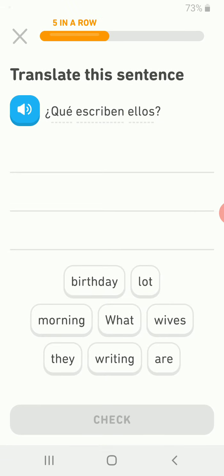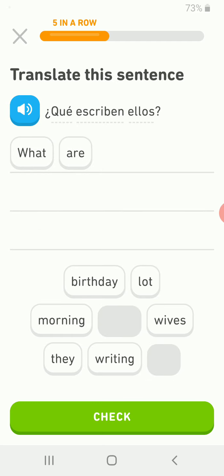¿Qué escriben ellos? What are you writing? What are you escriben? Ellos is they, masculine. So, what are they writing?